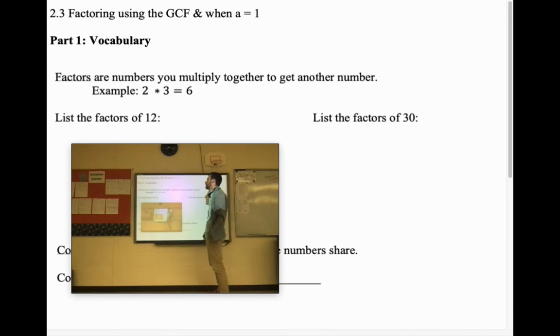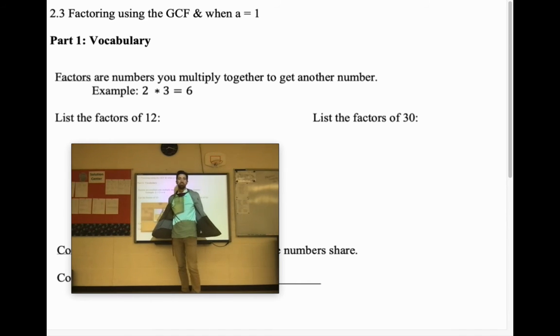Factoring. Call me silly, but I enjoy factoring. Okay. You can call me silly, just don't call me late for dinner. Okay. All right, let's talk some vocab.